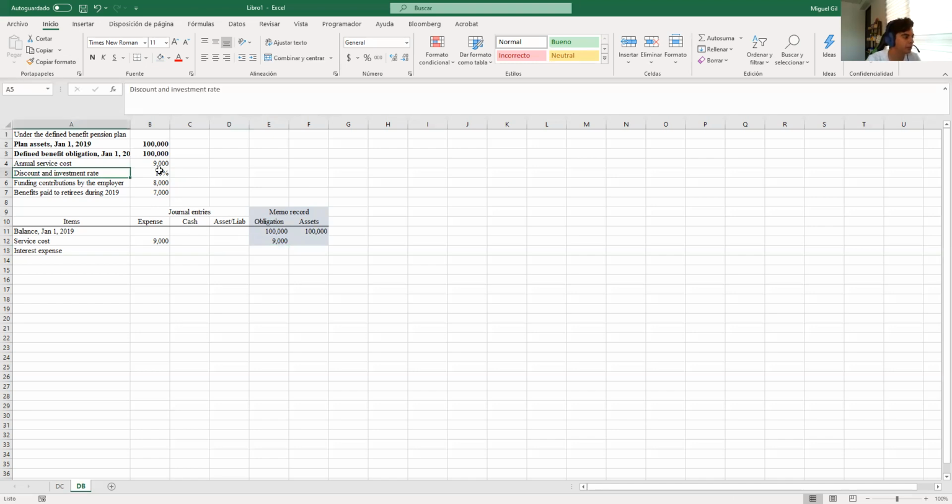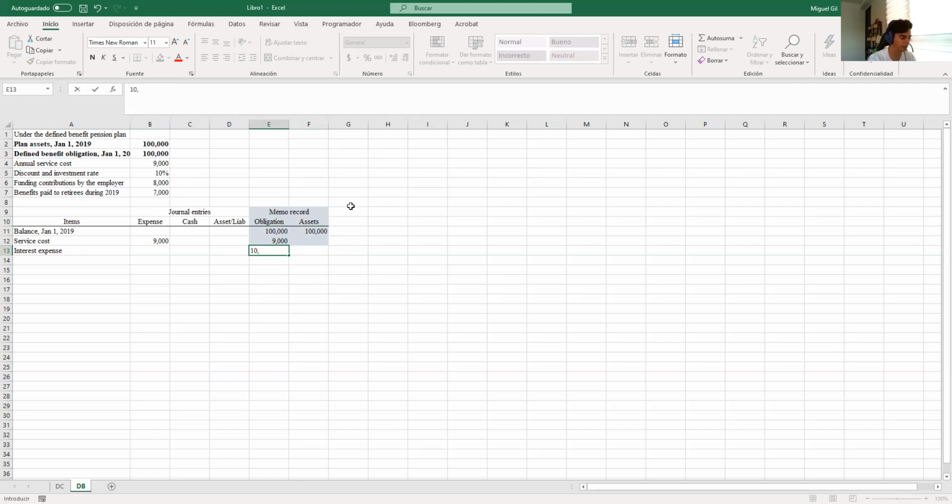And the investment rate is the rate that we will use to recalculate the assets. I will explain that one in a second. So what I am going to do in here is simply multiply the balance in the obligation times the discount rate, and it will give me 10,000 pesos.